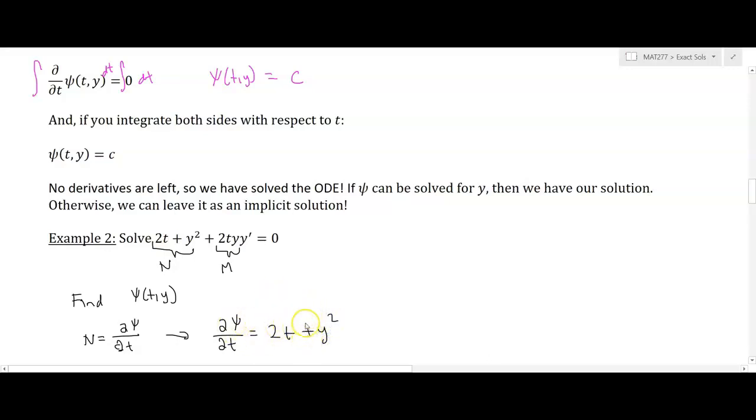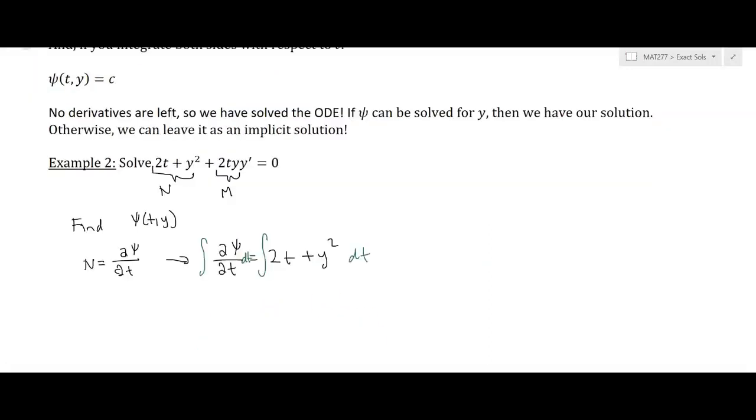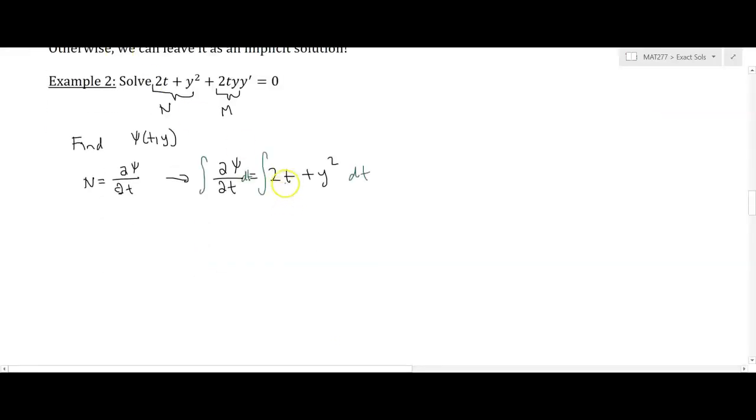Well, I can solve for psi in this equation by integrating both sides with respect to t. Now, to carry out this integral, we might say to ourselves, well, we can't do this because the right-hand side depends on y, which is a function of t. But here's the thing. For the function psi, t and y are both independent variables. So because of this, I can treat one or the other as constant.